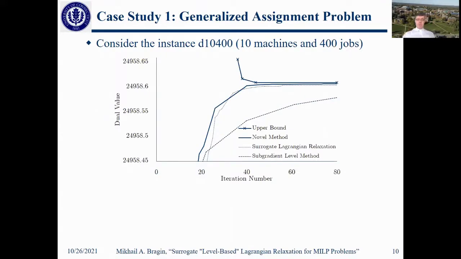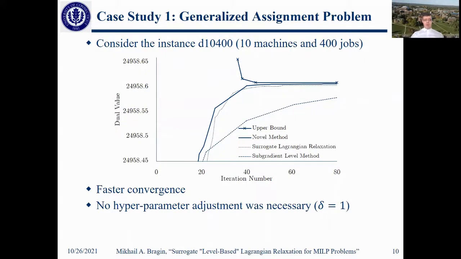In case study 1, I considered instance type D, which is considered to be one of the more difficult ones. And the size of the problem is 10 machines and 400 jobs. Here I demonstrated how the dual value increases within the new method, as well as within two more competing methods. What I found out is that the new method leads to faster convergence. Also, within the new method, no hyperparameter adjustment was necessary.